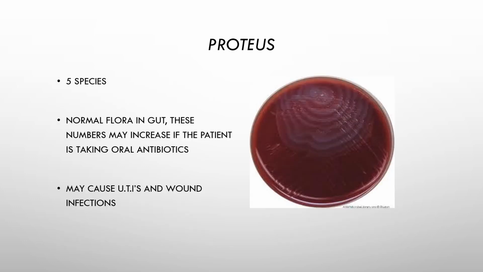Proteus mirabilis is the 2nd most common organism to cause a urinary tract infection. And the organism Proteus is actually named after Proteus, the god of the sea, and its ability to change shape. And you can see on the image there that this organism swarms across the plate in waves. Proteus is normal flora in the gastrointestinal tract, and these numbers can increase in patients that are taking oral antibiotics in the gut. It may cause urinary tract infections and wound infections as well. And we would identify these using metabolic ways to identify them.